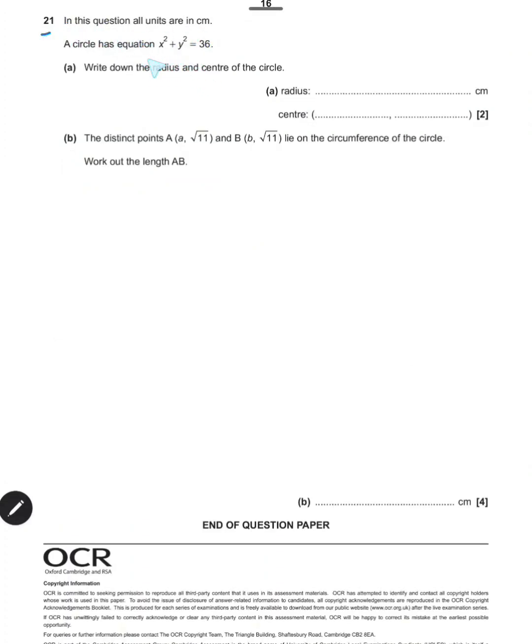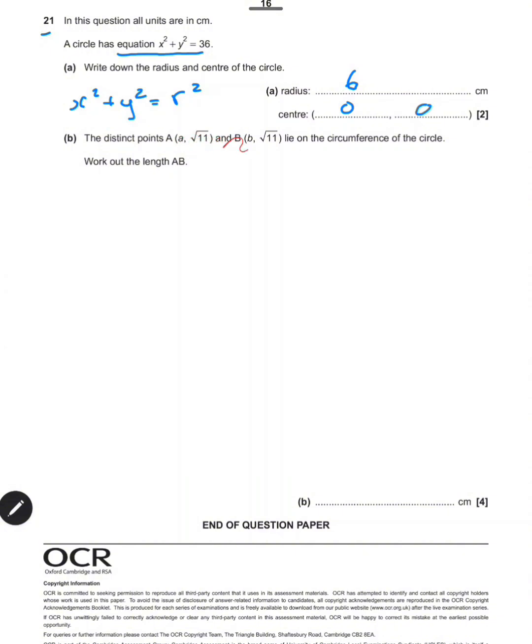We just need to know about the equation of a circle. Well, every circle has the equation x squared plus y squared equals the radius squared. The radius squared is 36, so the radius must be the square root of that, which is 6. And we've just got a standard x squared plus y squared circle that will always go through the centre.